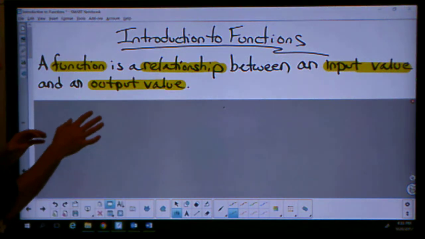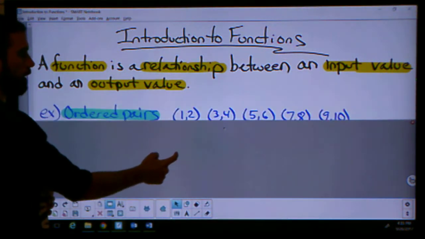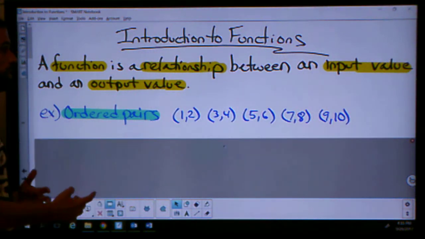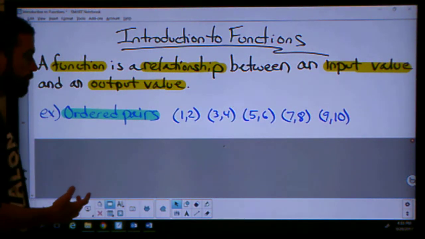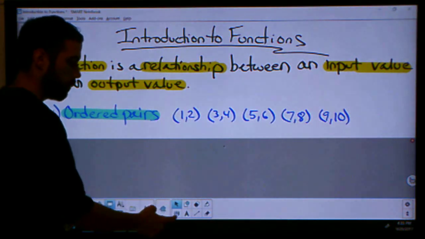We're talking about the introduction to functions, and a function is basically a relationship between an input value and an output value. So, for example, if we were to look at an ordered pair, this is technically a function. The input value would be 1, and the output value would be 2.